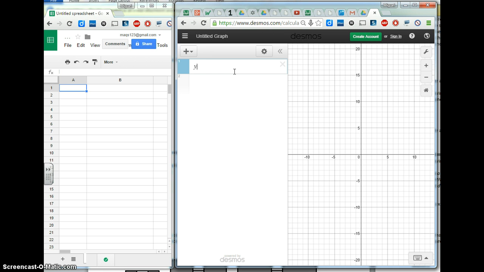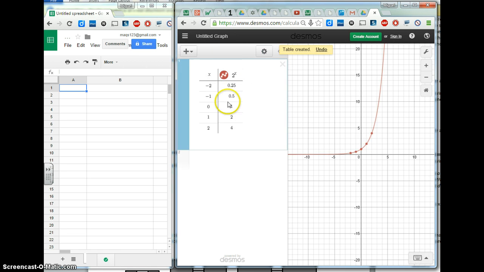So for example, if we have the function y equals 2 to the x, that gives us an exponential graph that is multiplying by 2 starting here. You can see the table here. These are all being multiplied by 2 times 2 times 2 times 2 times 2 and so forth, right?